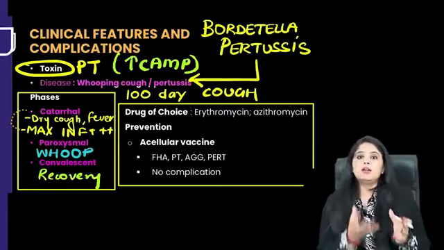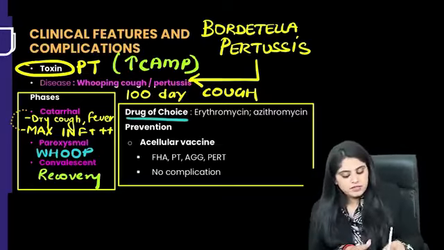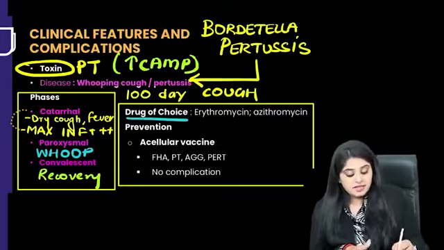Then comes the real whooping cough phase, and then comes the recovery. So what is the drug of choice? We can give erythromycin or azithromycin. And is there a vaccine? Yes, we use an acellular vaccine.